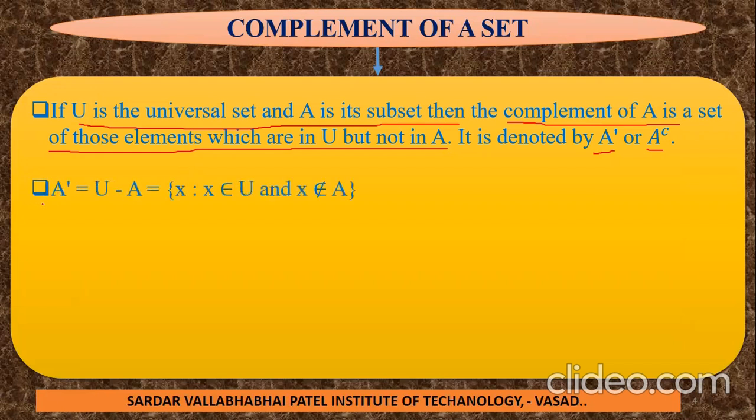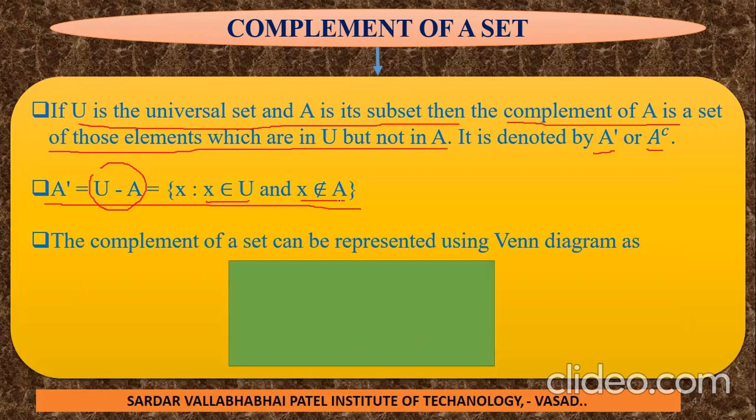In set builder form, we write A complement as U minus A, which is represented as x such that x belongs to U but x does not belong to A. Those elements which belong to U but do not belong to A.